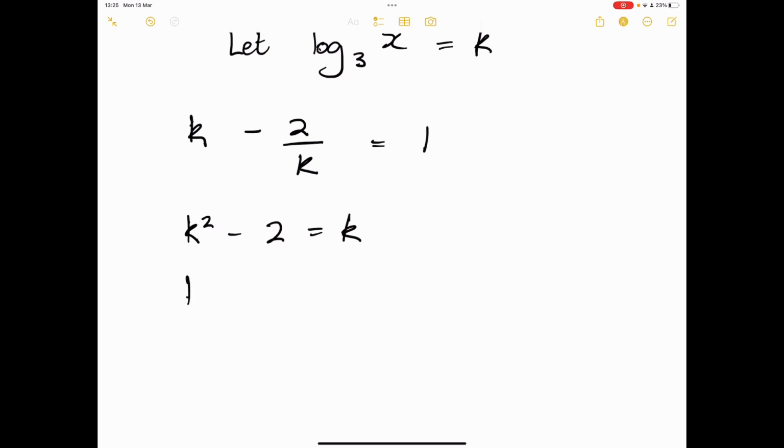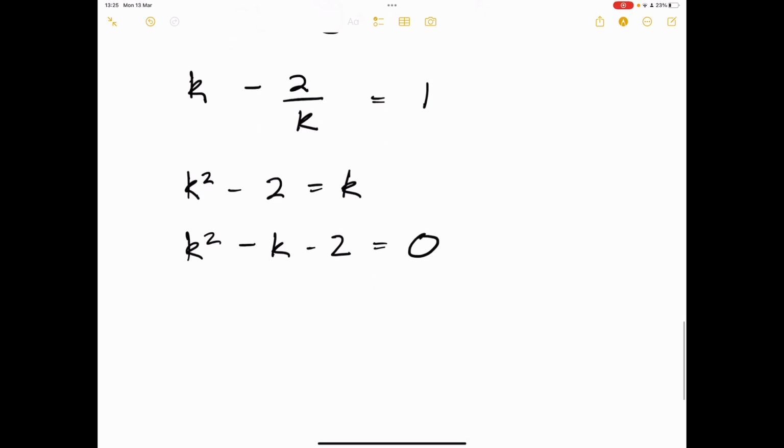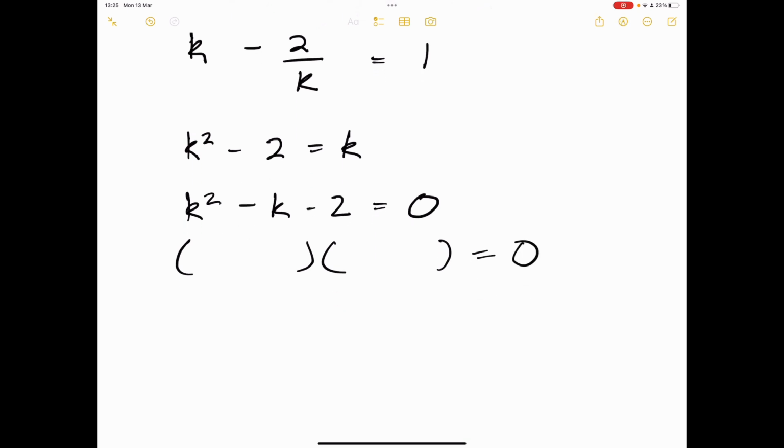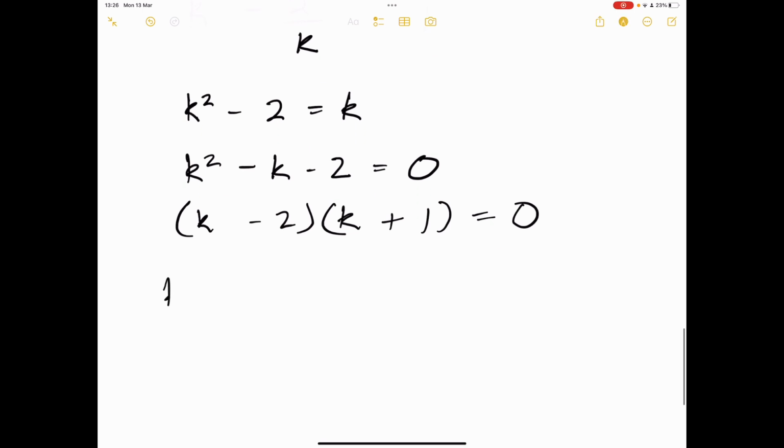So let's try and solve that. That's k squared minus k minus 2, which is equal to 0. If we factorize, and remember we are meant to solve for x and not k, we've got (k minus 2)(k plus 1) equal to 0. So that means k is equal to 2 or k is equal to minus 1.